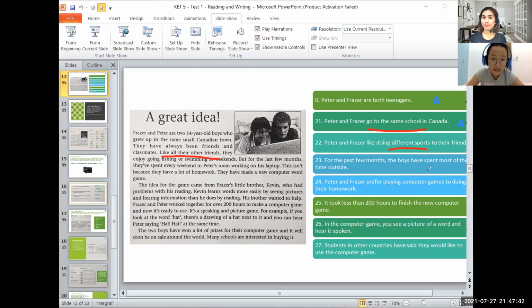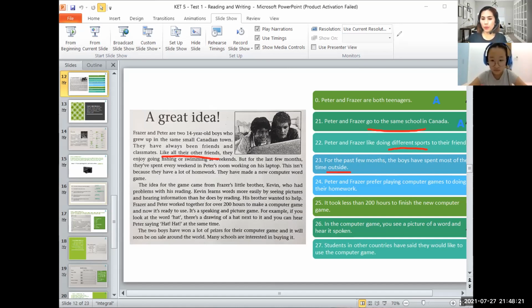But for the last few months, they have spent every weekend in Peter's room. Every weekend. Okay. You're right. And what else? Another one, outside, because they were, where were they? In Peter's room. Yes, so you see, when you think it's incorrect, you must find the correct one, so you will know it's really wrong.